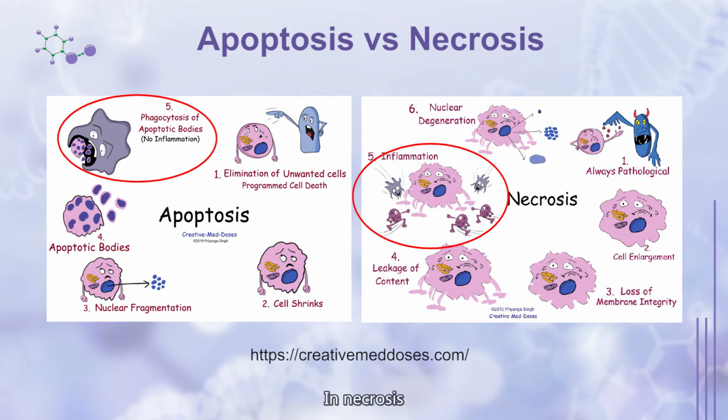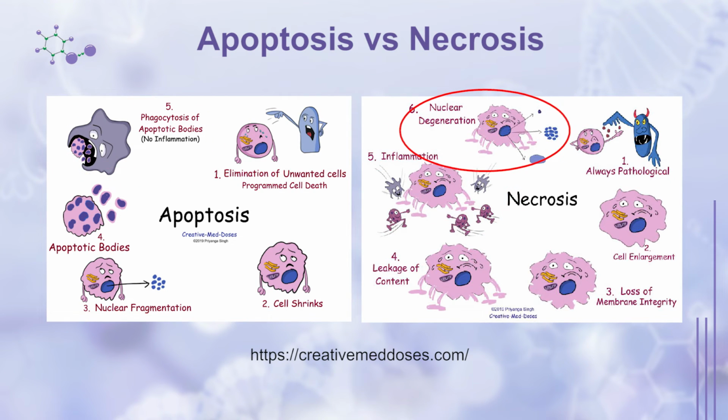Fifth, in necrosis there is leakage of cellular contents, but not in apoptosis. Lastly, leakage of contents attracts inflammatory cells, so there is inflammation in necrosis. Apoptotic bodies are phagocytosed so that there is no cellular material to induce inflammation, hence there is no inflammation in apoptosis.